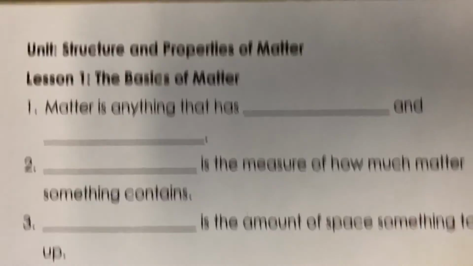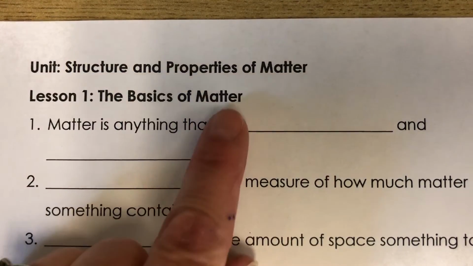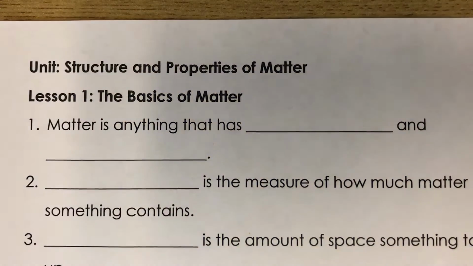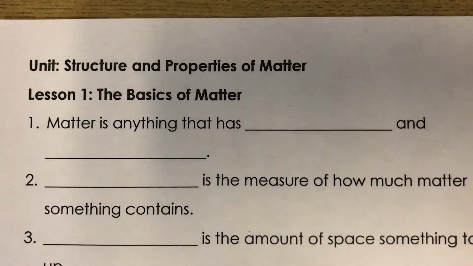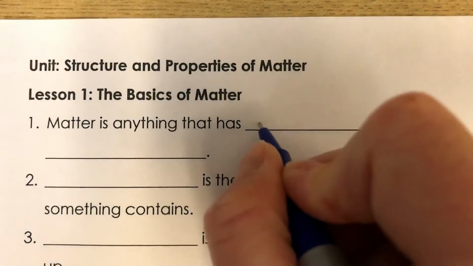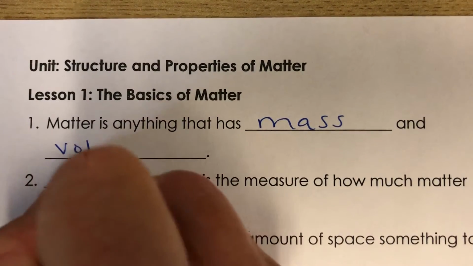So the first one we're going to do is this first sheet. It'll say Unit, Structure and Properties of Matter, Lesson 1, the Basics of Matter. We're going to fill in these blanks together. All right. Matter is anything that has, what are the 2 things that matter has? Matter has mass and it has volume.